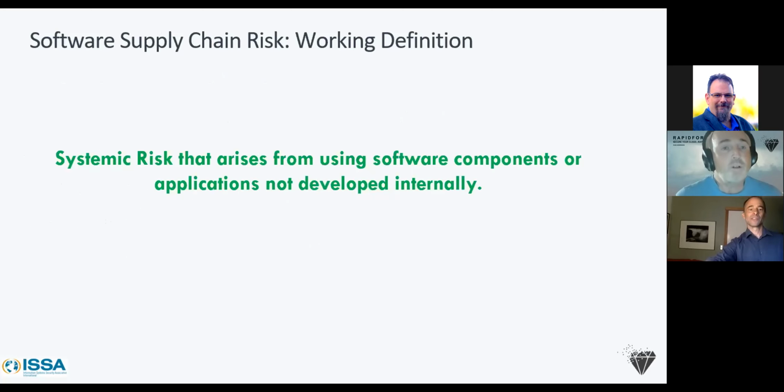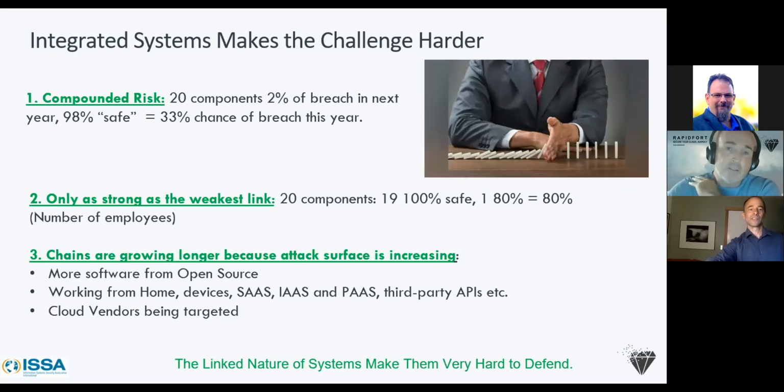We've all heard of software supply chain risk in the news, but what is it? There are many definitions, but perhaps the most useful is that it's the systemic risk that arises from using software components or applications not developed internally. The reality is that the majority of software we use in our business lives is externally developed. Only a small component of it is internally developed, and that gives us the fundamental dilemma.